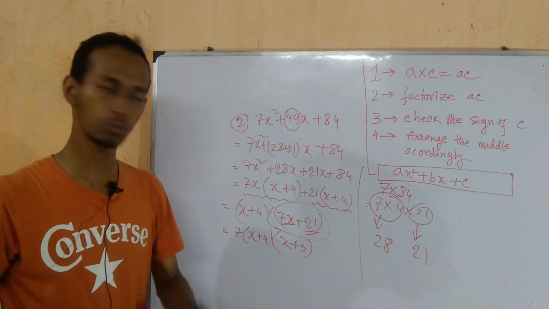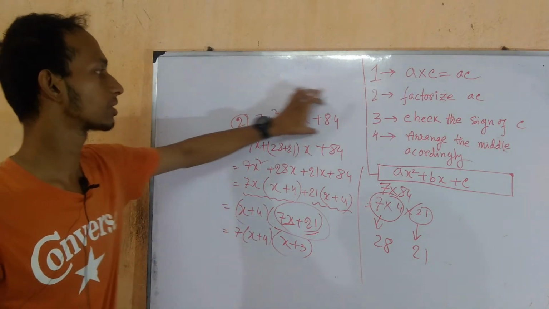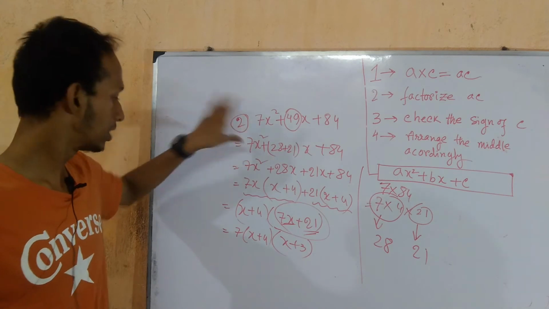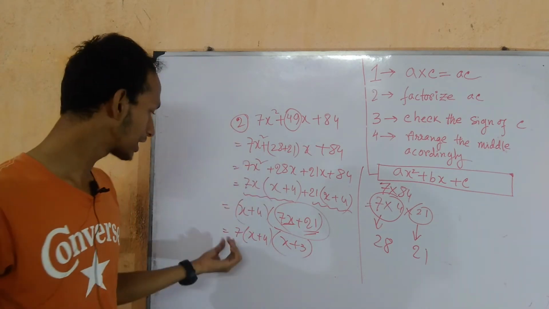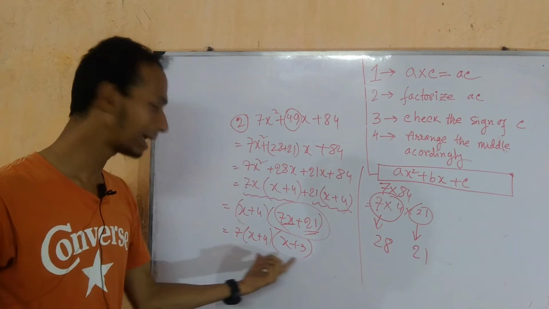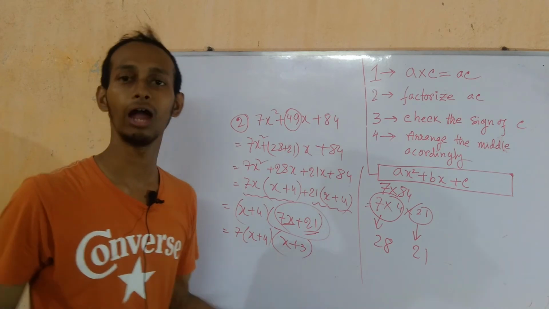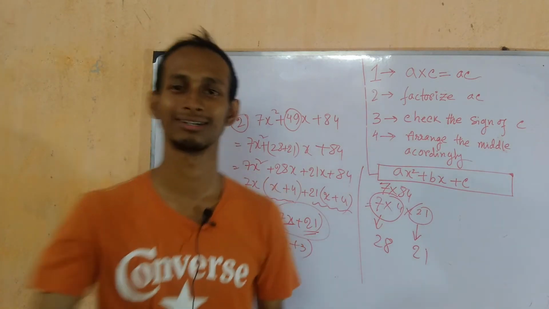So in the end, what we got from this quadratic polynomial after factorizing is 7 into x plus 4 multiplied with x plus 3. I hope everybody understood.